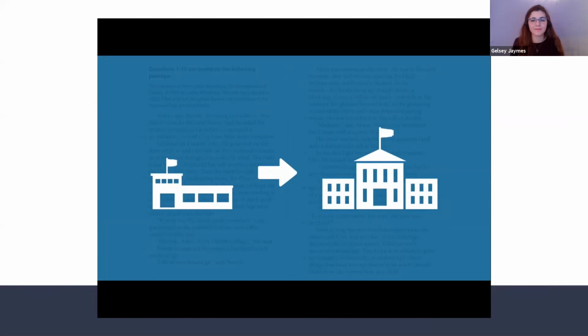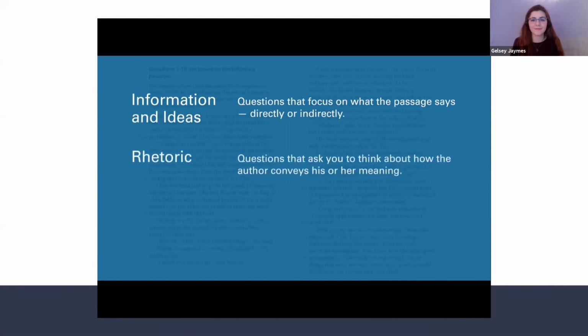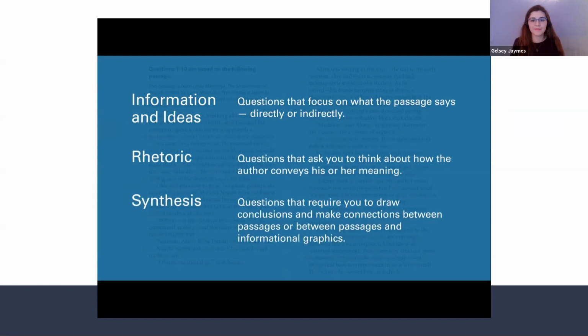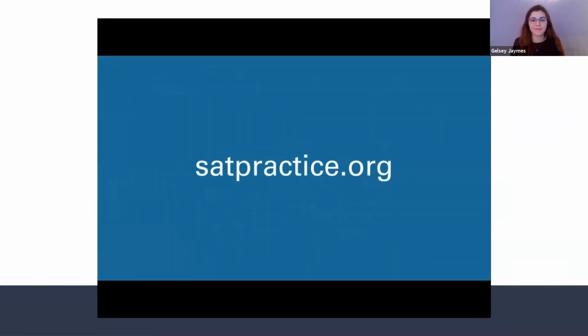The questions on the reading test fall into 3 main categories: information and ideas, questions that focus on what the passage says, directly or indirectly; rhetoric, questions that ask you to think about how the author conveys his or her meaning; and synthesis, questions that require you to draw conclusions and make connections between passages or between passages and informational graphics. For more information on the SAT reading test, check out satpractice.org, where you can get free hands-on practice.